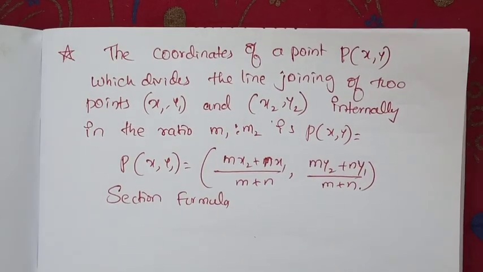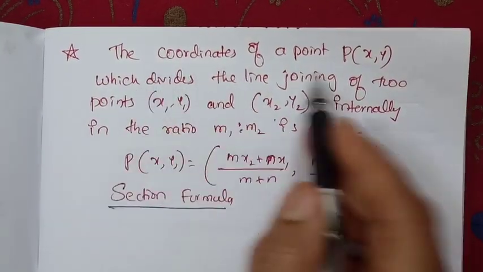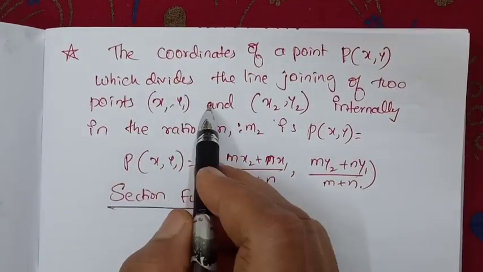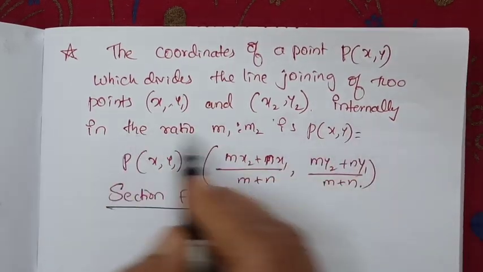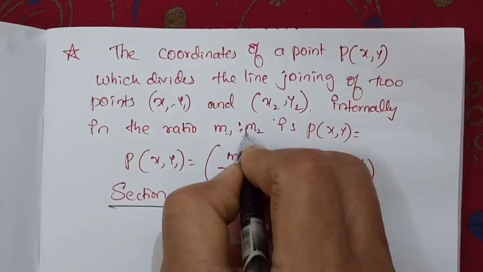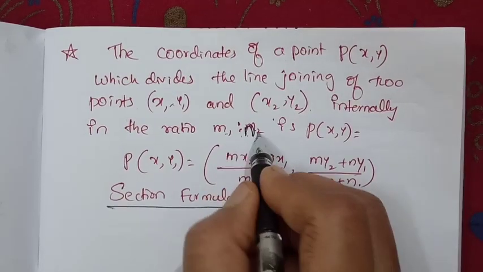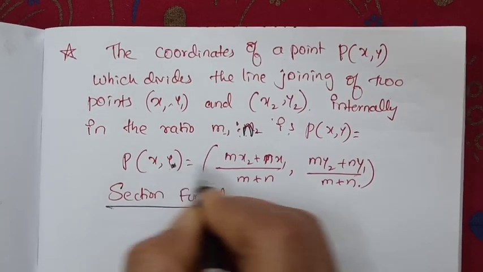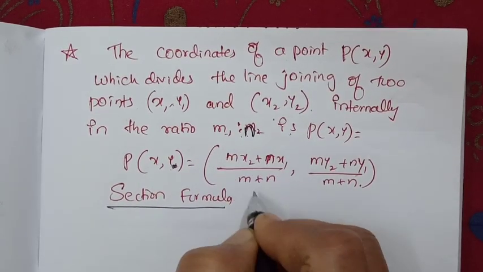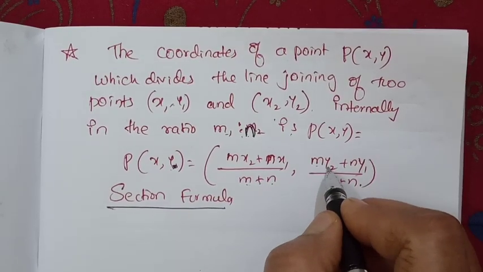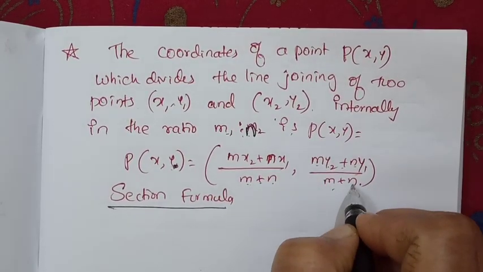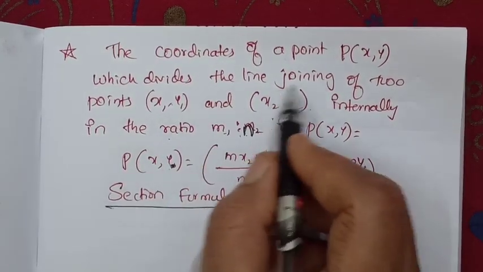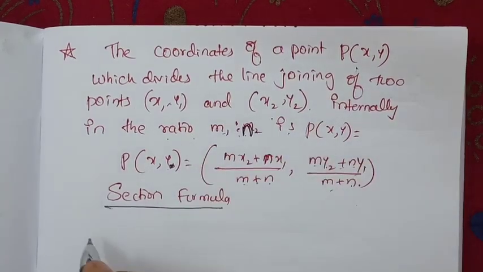Next formula, children, the section formula. The coordinates of a point P(x, y) which divides the line joining the two points (x1, y1) and (x2, y2) internally in the ratio m is to n are P(x, y) equal to ((mx2 plus nx1) by (m plus n), (my2 plus ny1) by (m plus n)). This is when (x, y) divides internally.